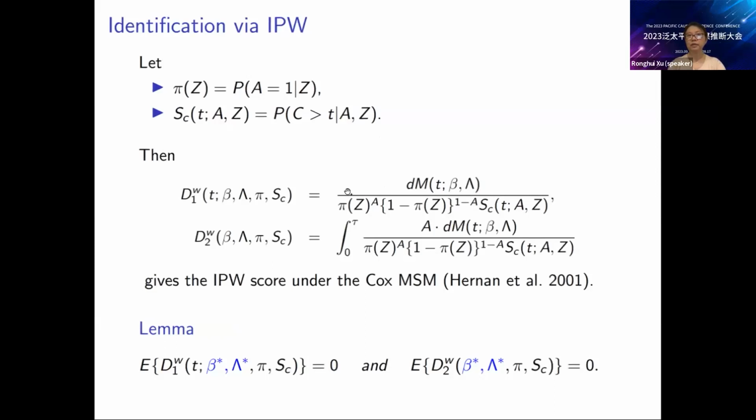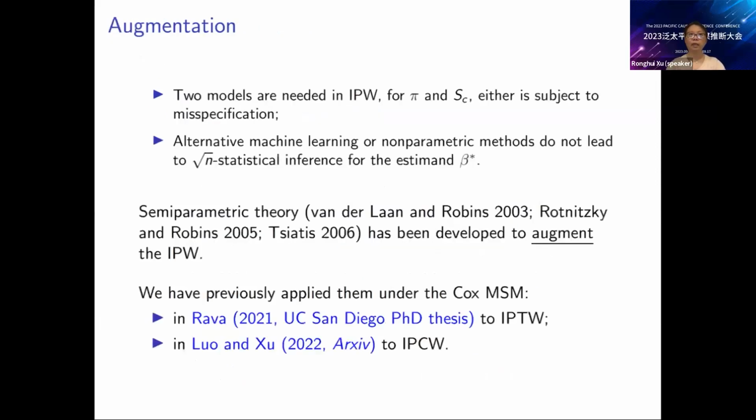So these are the IPW version of the full data estimating equation that I showed you before. And one can show that they indeed would identify the beta star and the lambda star that I defined earlier in the first lemma. And then, of course, we are not going to be satisfied with just using IPW because the model could be wrong. And if machine learning approaches are used, IPW itself does not give root n consistent inference.